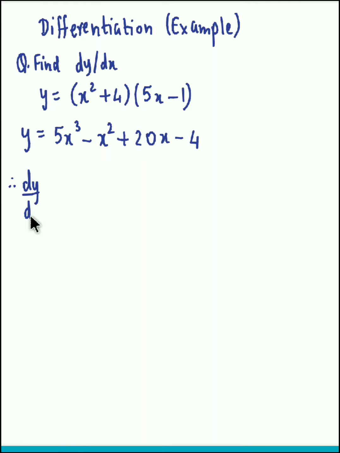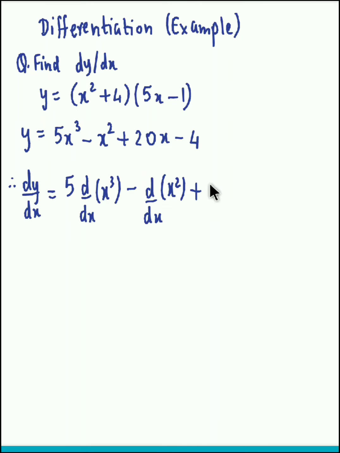So we have dy by dx equal to 5 remains as it is, it's the coefficient. So 5 times derivative of x cube minus derivative of x square plus, now 20 is the coefficient, so 20 remains as it is, so 20 times derivative of x, and minus 4 is a constant, so we write minus derivative of 4.